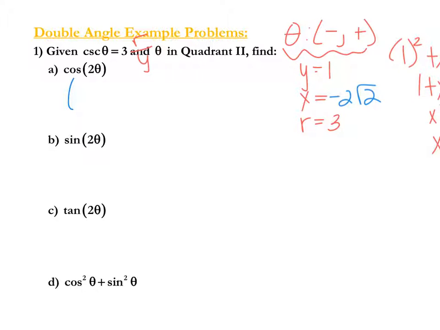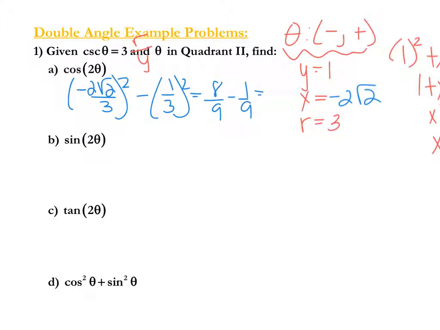So we have cosine squared, which is going to be negative 2 root 2 over 3 squared minus sine squared. So we have 1 over 3 squared. Okay, so when we do the math, remember that when you square negative becomes a positive. Okay, and 2 root 2 squared is just 8. So this is 8 over 9 minus 1 over 9. So I get 7/9 as my answer.